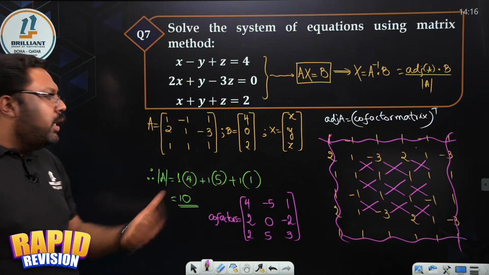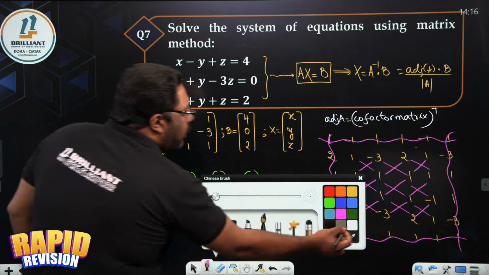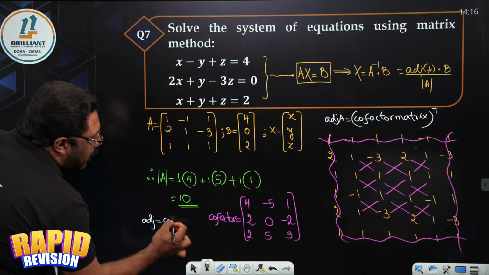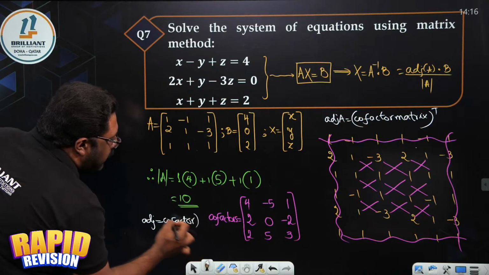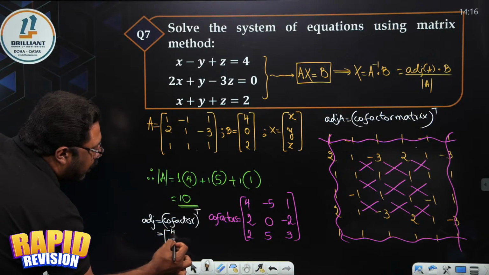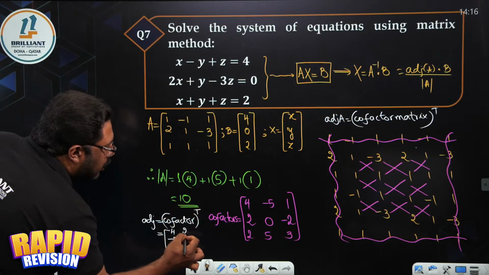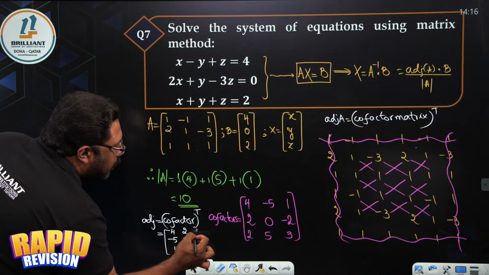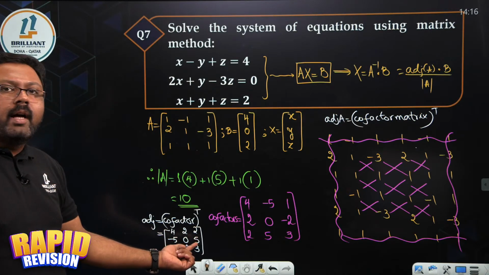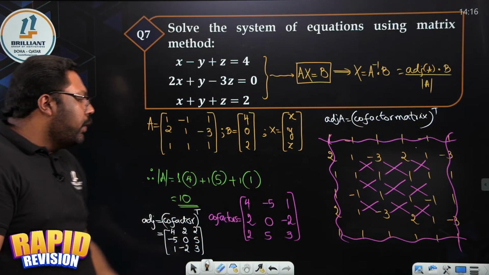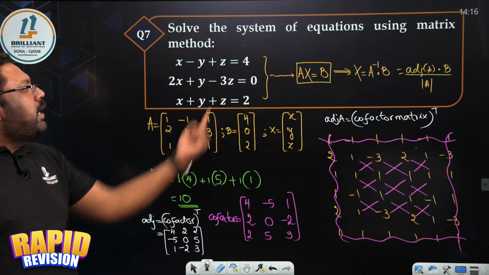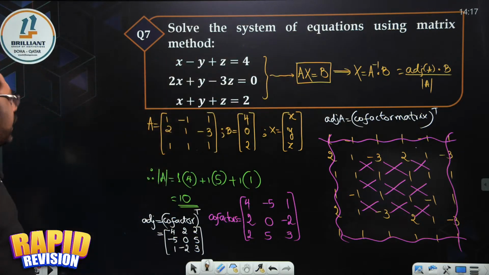Now, how to write the adjoint? What is the adjoint, all of you? Come on, adjoint is the cofactor transpose. Get the transpose, all of you. 4, minus 5, 1, 2, 0, minus 2, 2, 5, and 3. Yes, I got the cofactor transpose, I got the adjoint, all of you. Now, put it in that. Adjoint of A should be multiplied with B and divided by the determinant.